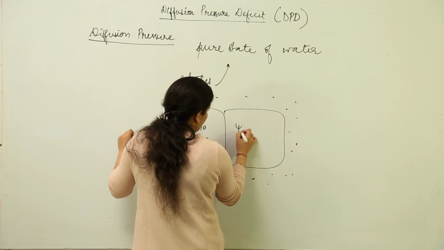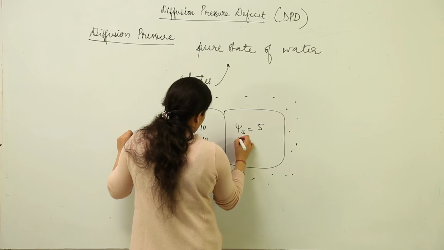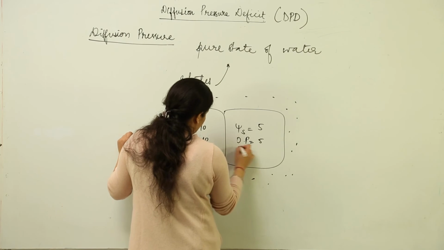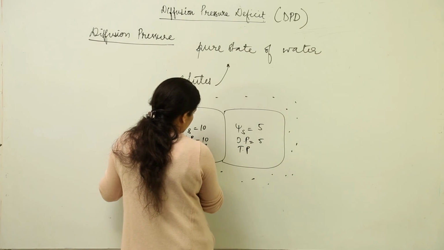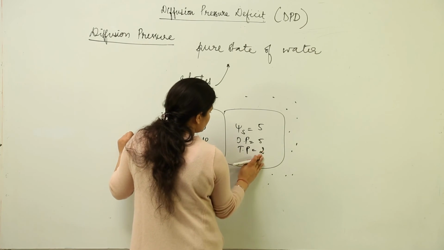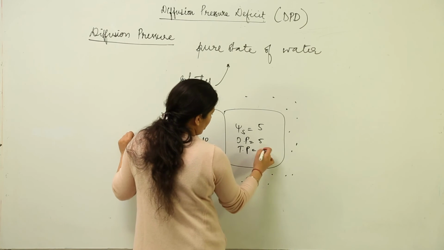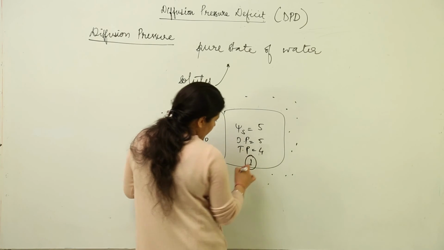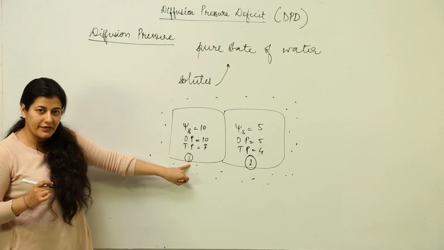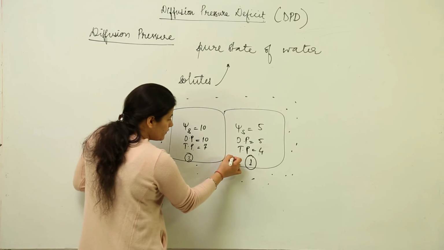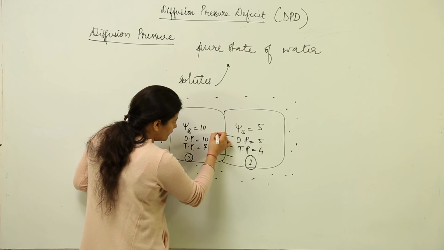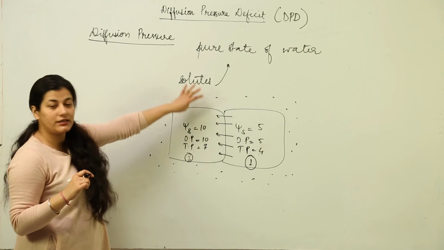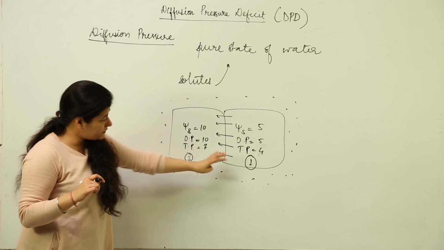Similarly, for this cell, supposedly the osmotic pressure is 5, and the turgor pressure would be, not 2, consider it 4. So as you can make out, DPD is 1. Now this cell has the higher DPD, so there would be movement of water from this cell to this cell. This is what is to be understood in terms of DPD between these two cells.